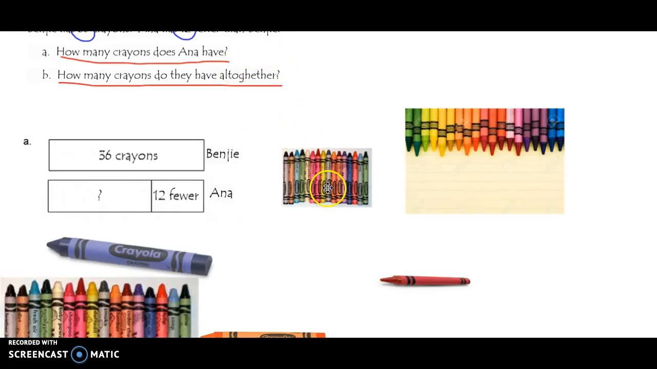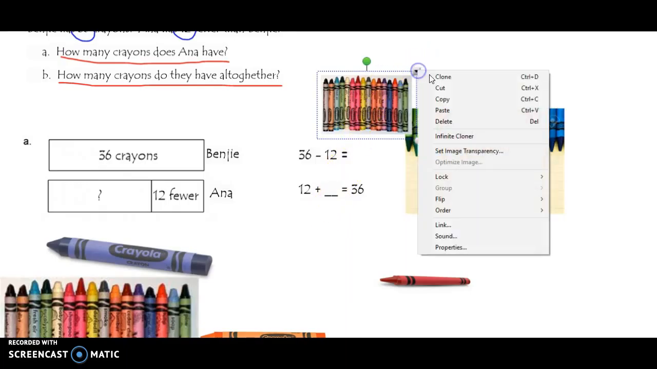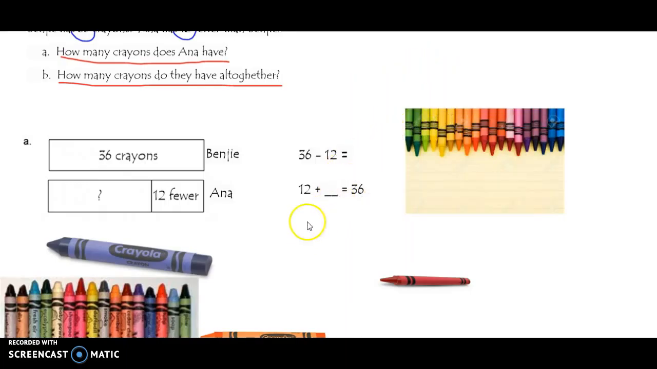Okay, so now here is the equation that I created. I simply said 36 minus 12, or I could say 12 plus a number equals 36. And I can say that because when I look at my tape diagram, I can see that 36 is the whole number, and I don't know this part of the problem, but I do know 12.